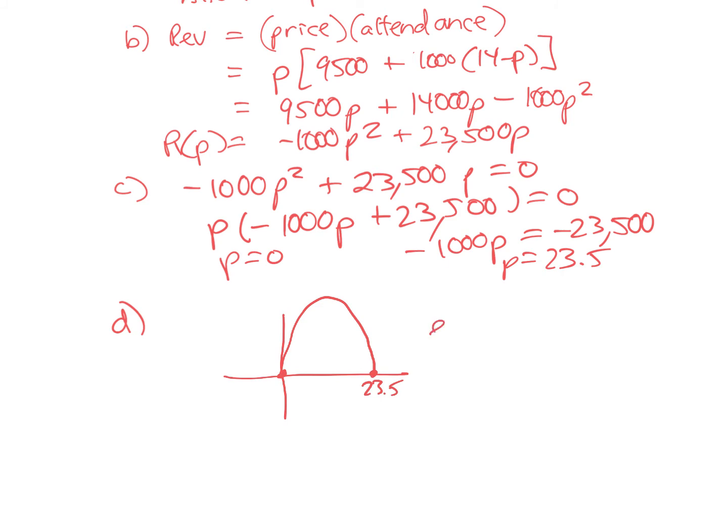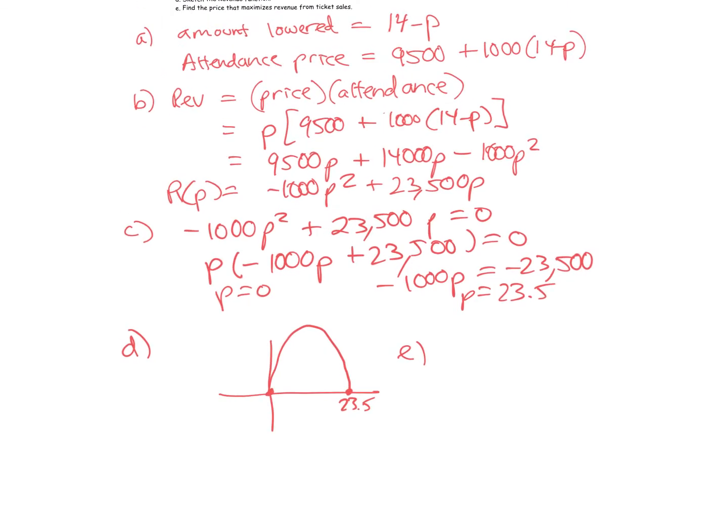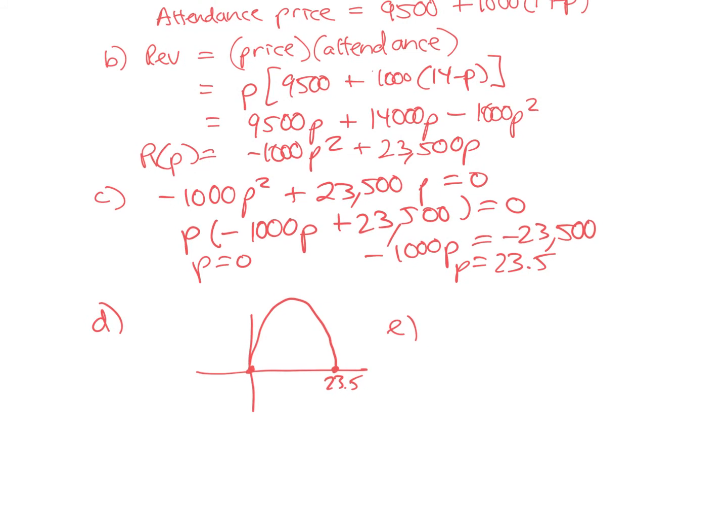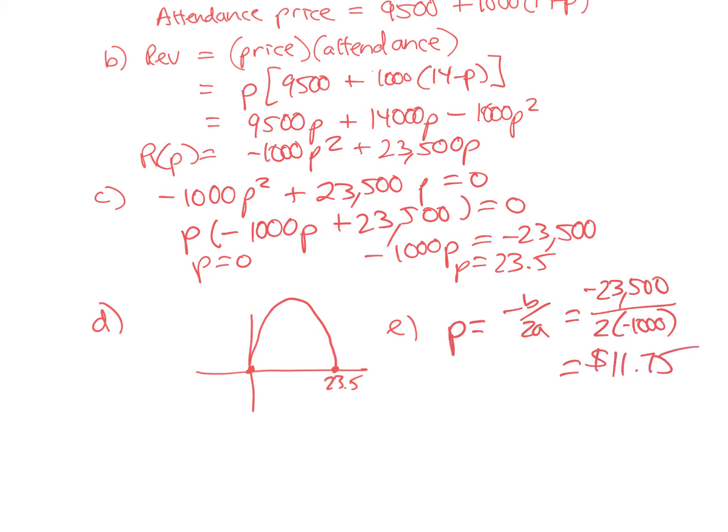Part E is then saying find the price that maximizes the revenue. Since it's a parabola that opens down, the price that maximizes revenue is going to be the P value, which happens to be the x value of the vertex. So the price is going to be negative b over 2a. In this case, it's going to be negative 23,500 over 2 times negative 1,000. And this gives you $11.75. That's the price that would give us a max.